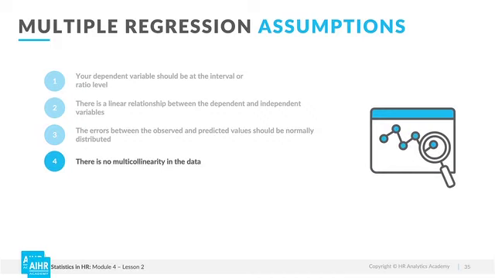Fourth, multiple regression assumes that there is no multicollinearity in the data. Multicollinearity occurs when the independent variables are too highly correlated with each other. Why is multicollinearity an issue with regression? Well, the regression equation is the best fit line to represent the effects of your predictors and the dependent variable and does not include the effects of one predictor on another.